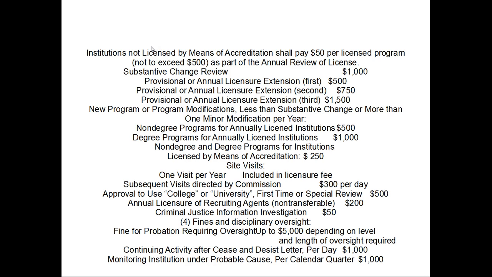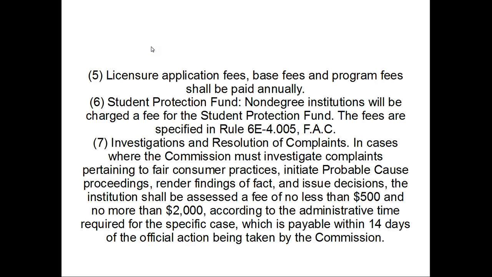Annual licensure of recruiting agencies, annual licensure of recruiting agents, non-transferable, $200. Criminal justice information investigation, fines, and disciplinary oversight. Finding probation requiring oversight, up to $5,000 depending on the length of oversight required. Continuing activity after the cease and desist letter, per day, $1,000. Monitoring institution under probable cause, per calendar quarter, $1,000.